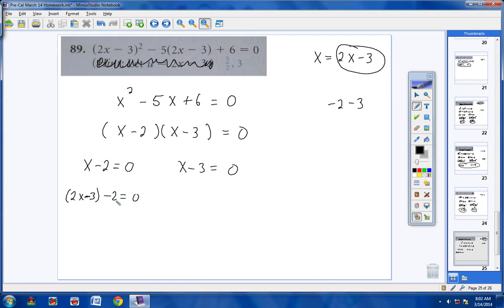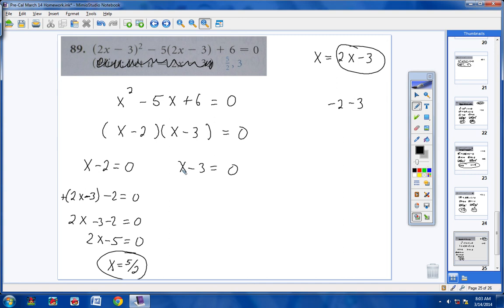2x minus 3 minus 2. There's really nothing in front of your parentheses but a positive sign, so you really just have 2x, negative 3, negative 2 equals 0. Negative 3, negative 2 is negative 5. Bring the 5 over and make it positive, and then divide by 2, and you will get 5 halves. There you go. Not difficult at all.